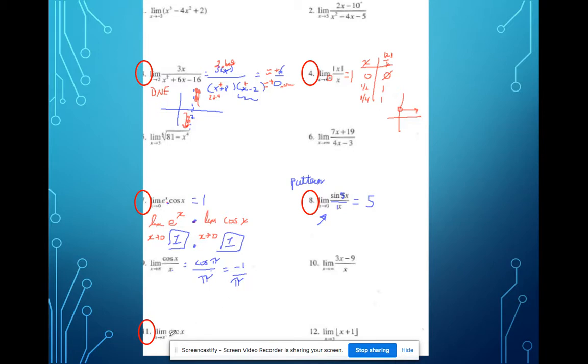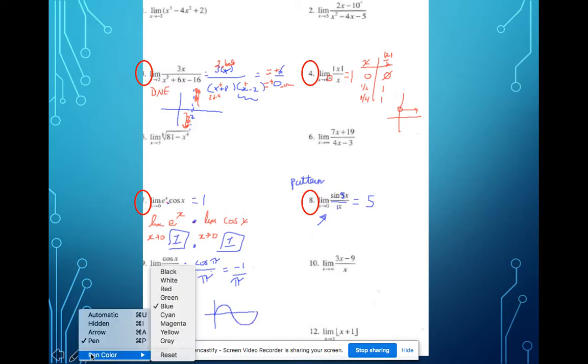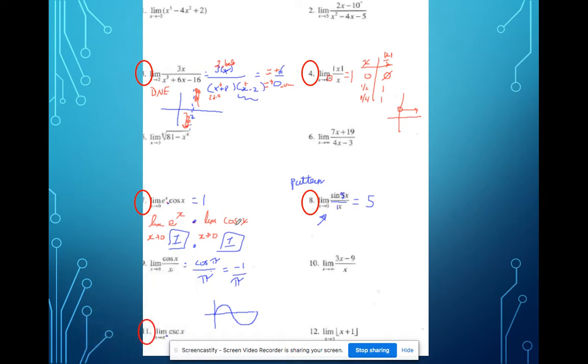So this one, I think this is from the left. It's hard for me to see that. What is cosecant doing from the left at pi? I don't know. But cosecant is actually the reciprocal of sine. And since sine is 0 at pi, cosecant is undefined at pi.